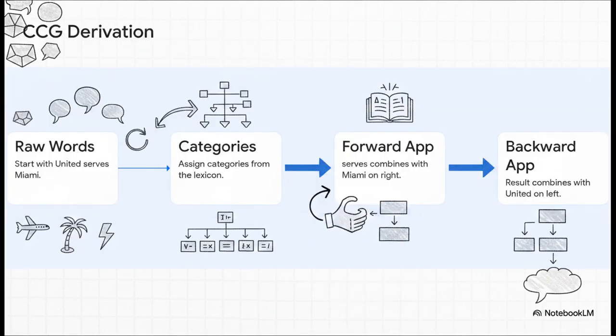Let's see how this builds a full sentence step by step. We'll start with our raw words, United serves Miami. Next, we assign their categories from the lexicon. United and Miami are your simple noun phrases, but serves is our hungry verb. First, through forward application, serves grabs Miami to its right. Then, through backward application, that resulting block grabs United to its left. In CCG, you'll see these derivations growing downward from the words, kind of like an inverted tree, snapping together until we get a single complete sentence category right at the very bottom.